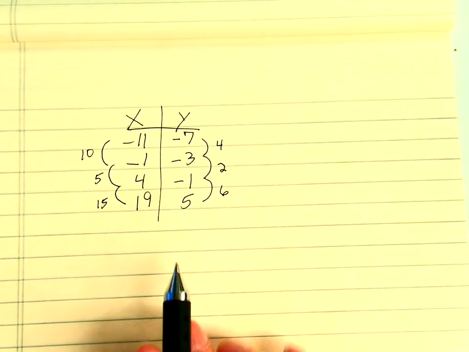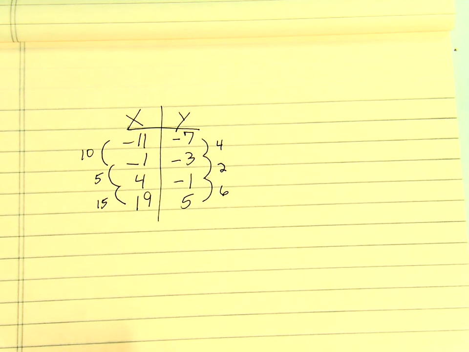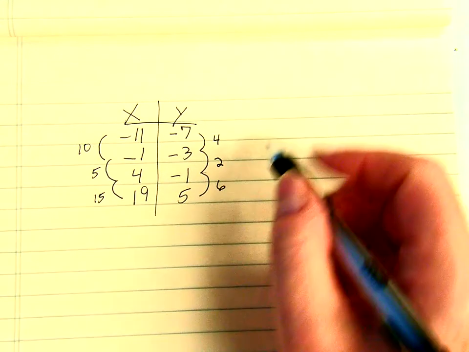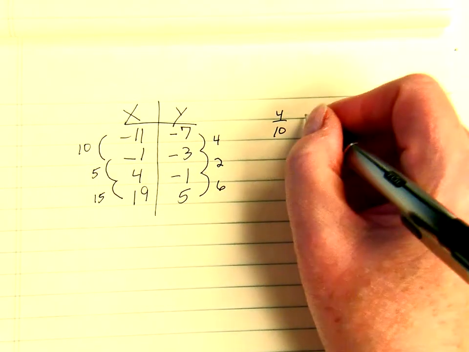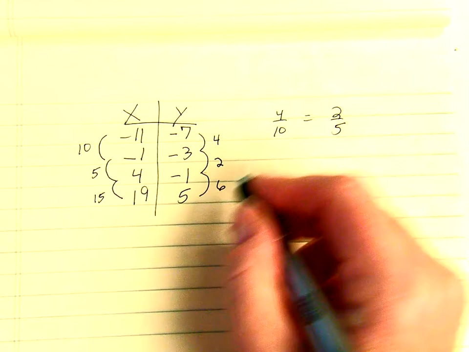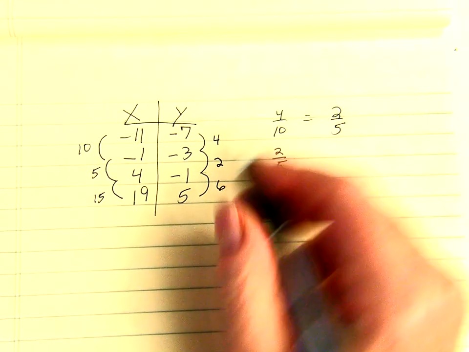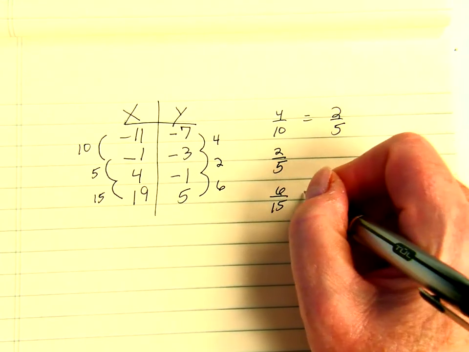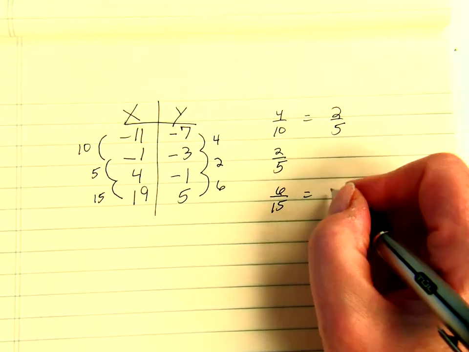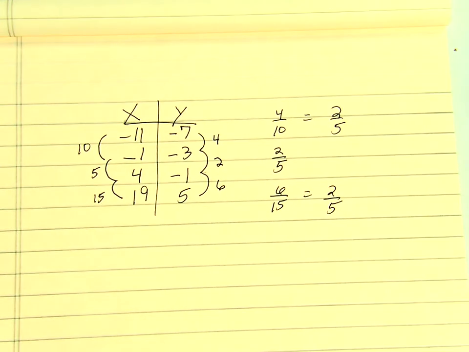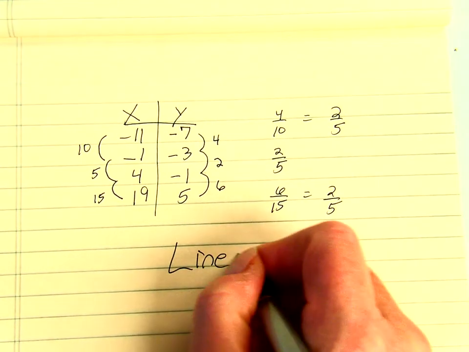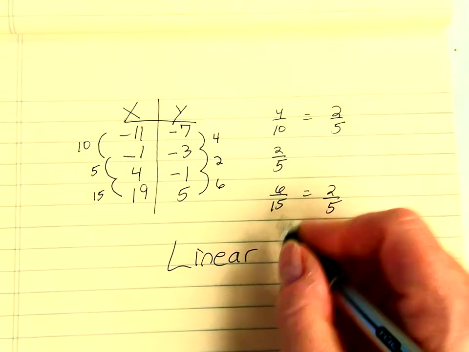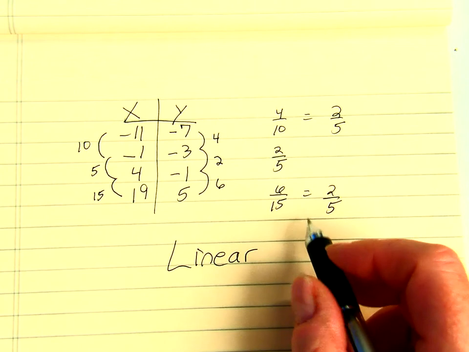So now that I have these, I'm going to look at all of my slope comparisons. I'm going to take change in y over change in x. So 4 over 10, which is equal to 2/5. Here I've got 2/5. And here I've got change in y is 6 over 15, and when I reduce that, I'll divide both by 3. I'll get 2/5. So this is linear because the change is constant. So this is a linear equation.